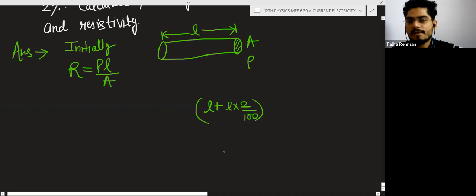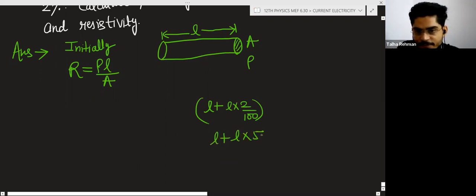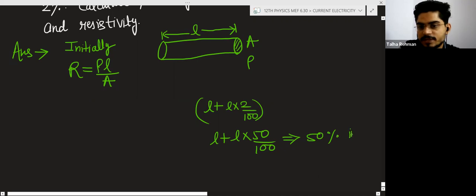If I am saying I am increasing the length 50%, means length is increased by 50% divided by 100. This is increase in length by 50%. You can say this is a 50% increase in length. This is 2% increase in length.